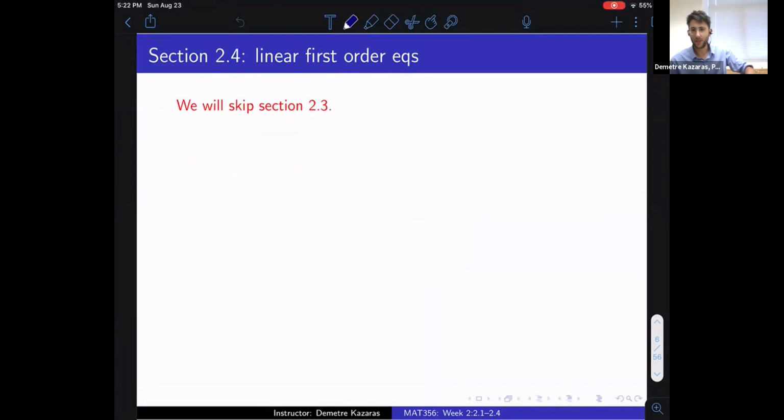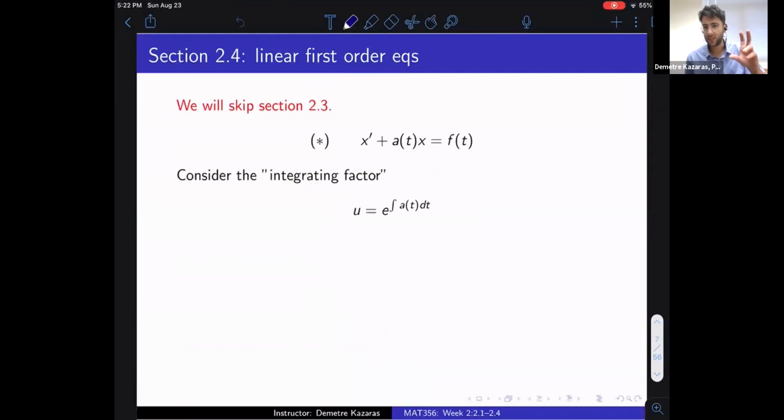First of all, we're skipping section 2.3. We will probably not speak of it again. What we covered in the last class was this type of differential equation called a linear differential equation. They appear in this way, where the x is only multiplied by an expression of t's.